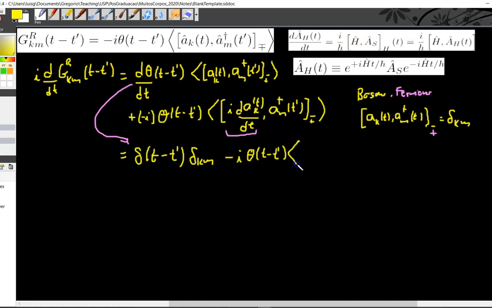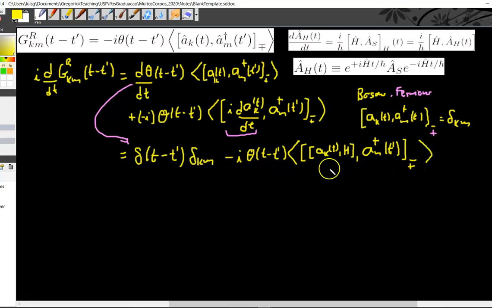But here, since I have this extra i here, remember I'm always taking h bar equal to 1 since last class. So i times this is minus this commutator, so it's the reverse. So it would be the commutator inside, either commutator or anti-commutator, of a_k, then H, and then a commutator with a_m at t prime. Well, it's going to be a commutator for bosons, but an anti-commutator for fermions.